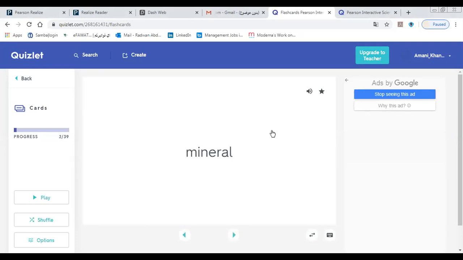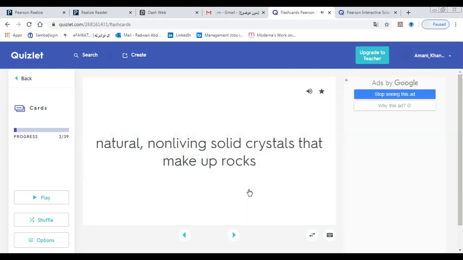Who can read this? Mineral. What is the meaning of mineral? Natural, non-living, solid crystals that make up rocks. Listen: natural, non-living solid crystals that make up rocks.